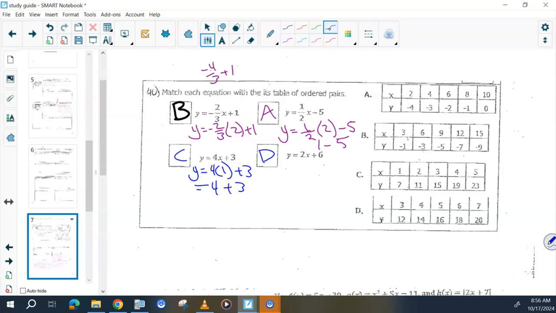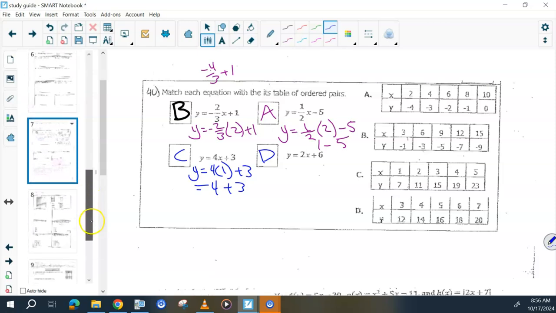Okay. 45. Okay. It'll be very similar to this one. So let's actually not do that one. Any questions on 46 through 50?